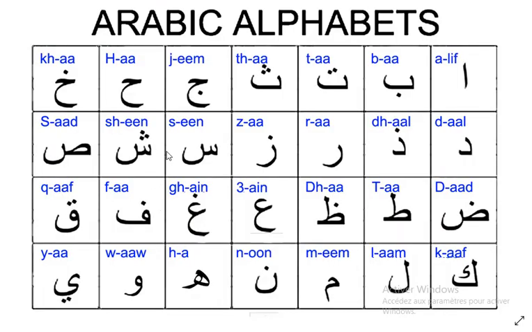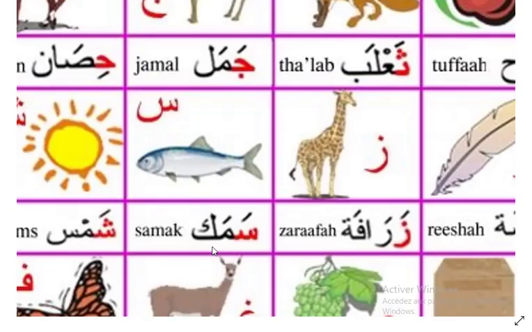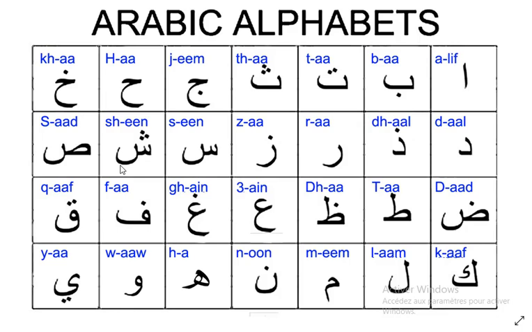The next group contains 2 letters as well. Seen. This is the name, seen. The sound is s, just like the letter S. Samak, which means fish.